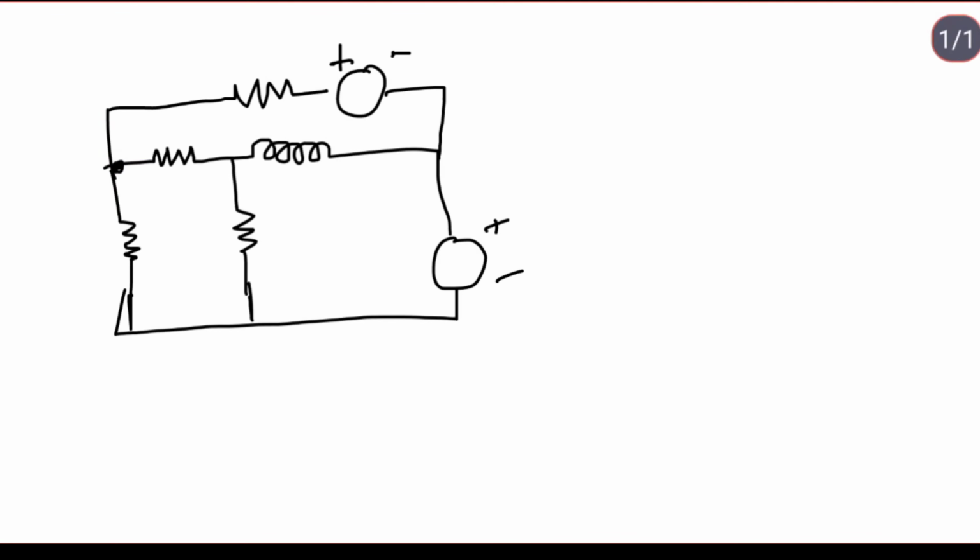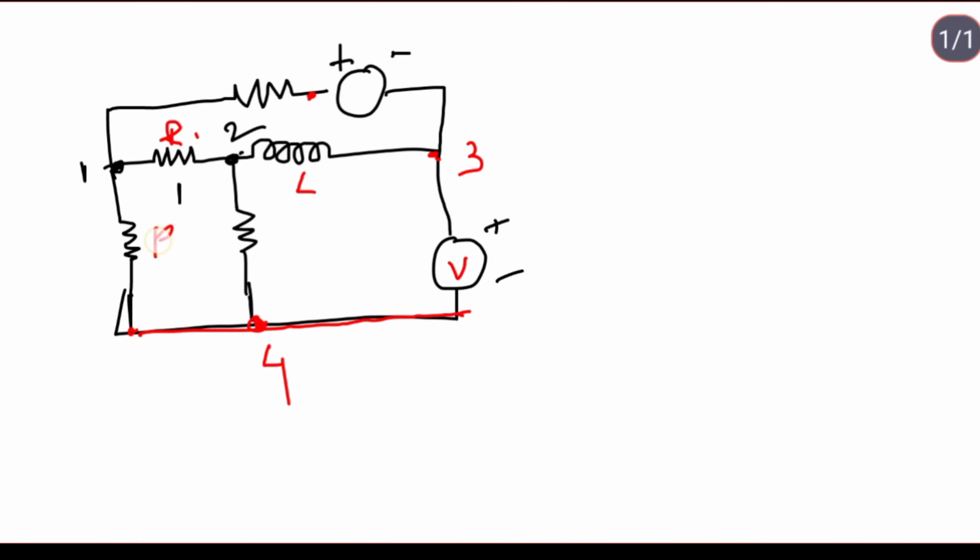You can assume a branch between nodes 1 and 2. Branch 1 is connected between nodes 1 and 2, and inductor L is connected between nodes 2 and 3. Between 3 and 4, this is the common node, you can observe. This is the common node 4. Between 3 and 4, a voltage source V is connected. Between 1 and 2, a resistor R1 is connected. Between nodes 2 and 3, the inductor L branch is there.